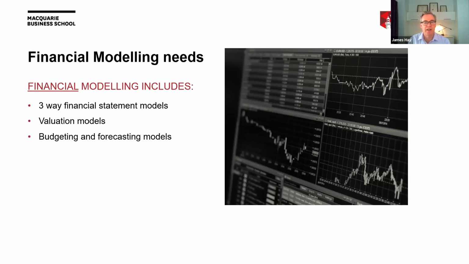There's different sorts of financial models. There's what we call three-way financial statement models, which are just forecasts of balance sheets, profit and loss statements, and cash flow statements. And you can look at a company given a certain set of assumptions or scenarios. What does the balance sheet or the P&L look like projecting into the future?